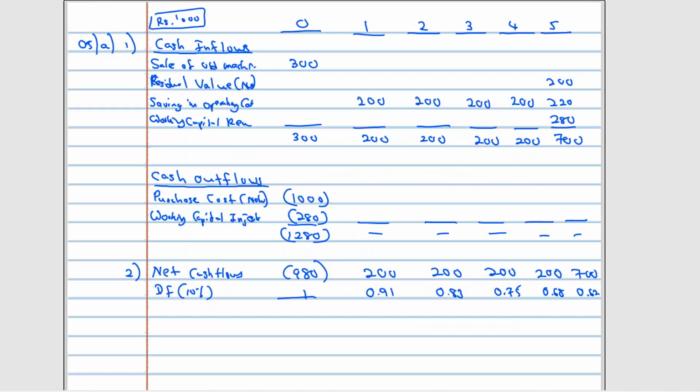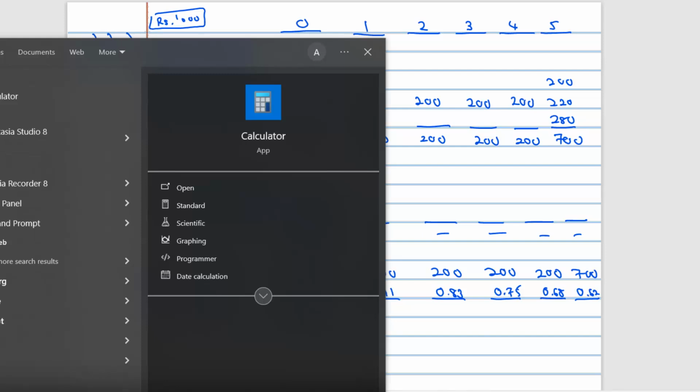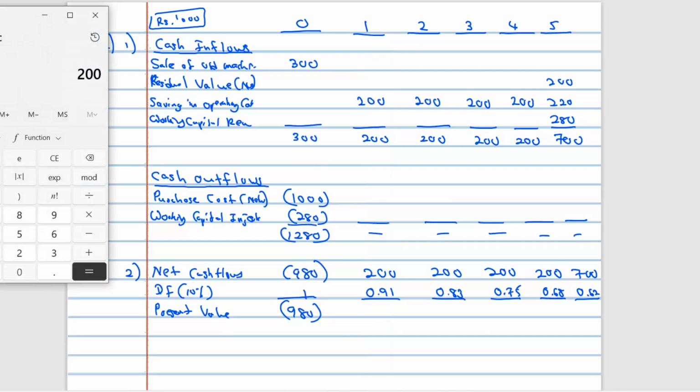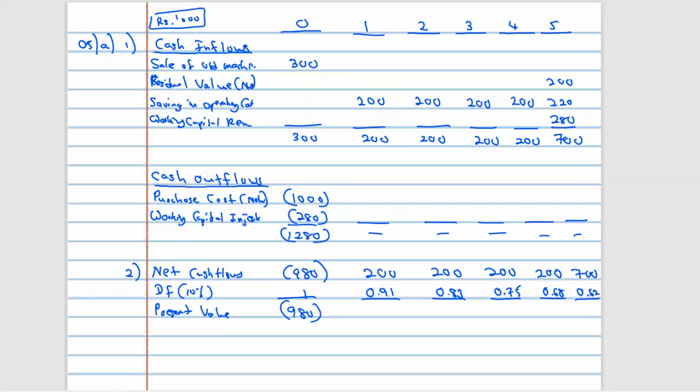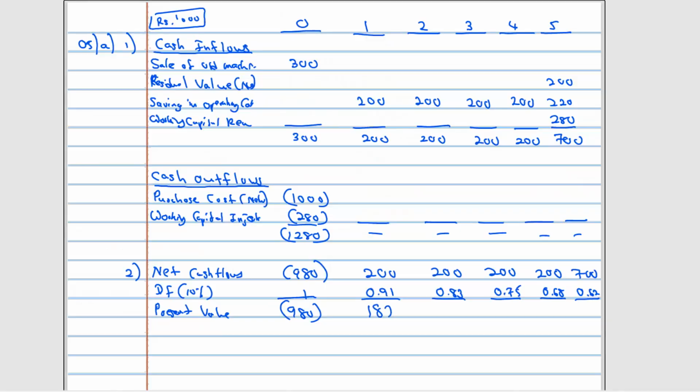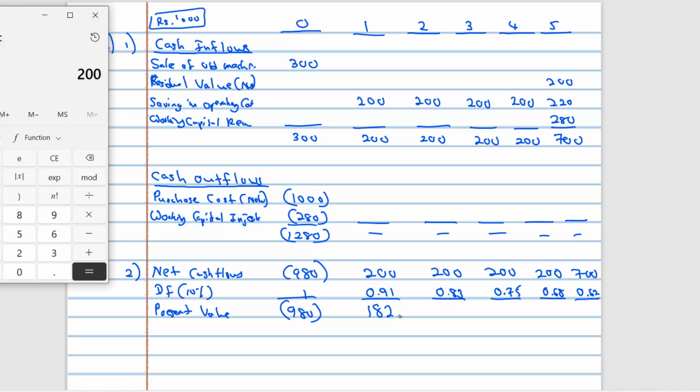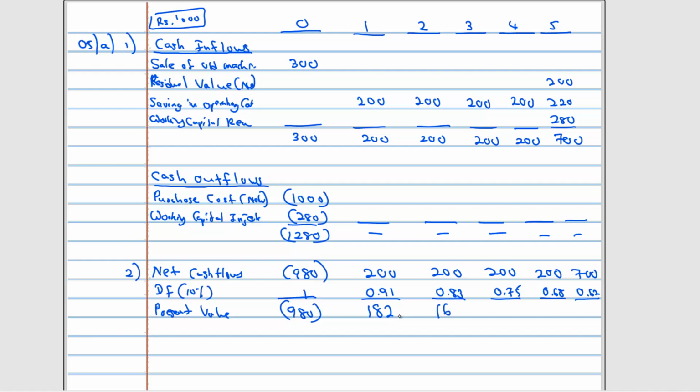Now let's get the present values. Here it is 980 negative. 200 into 0.91. Let me take my calculator. 200 into 0.91, I am getting a value of 182. Then next one, 200 into 0.83, I am getting a value of 166.